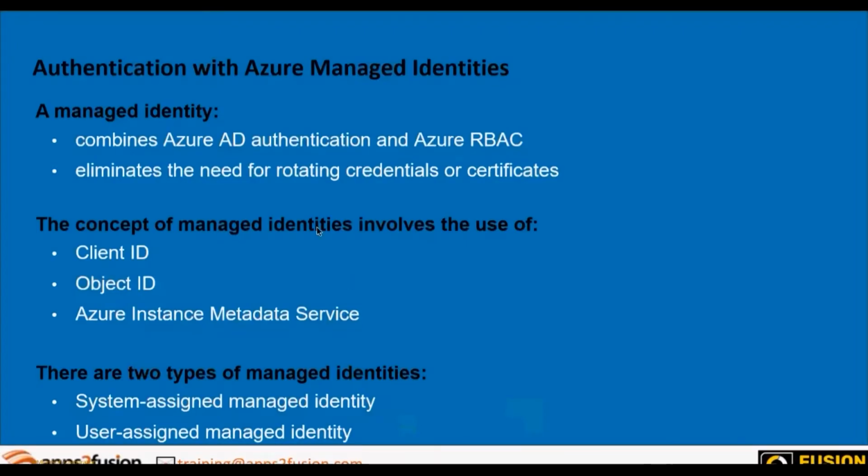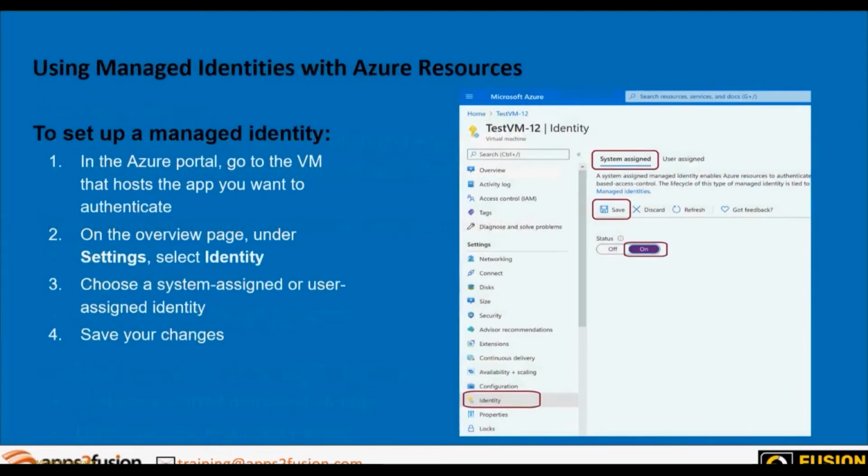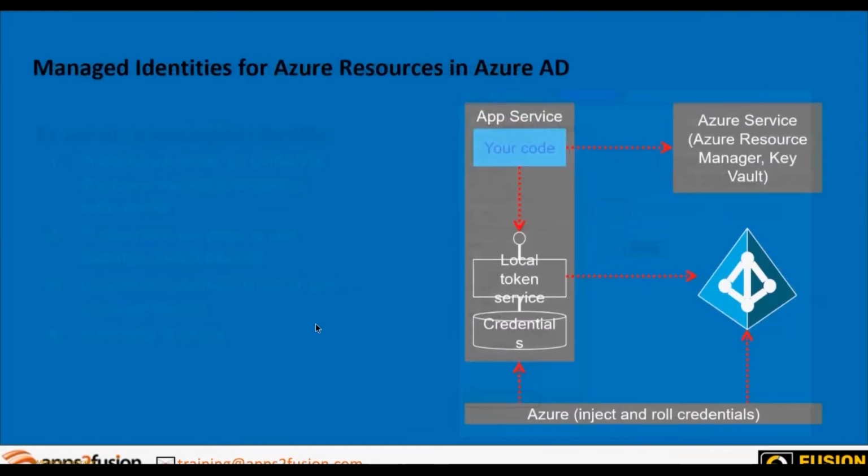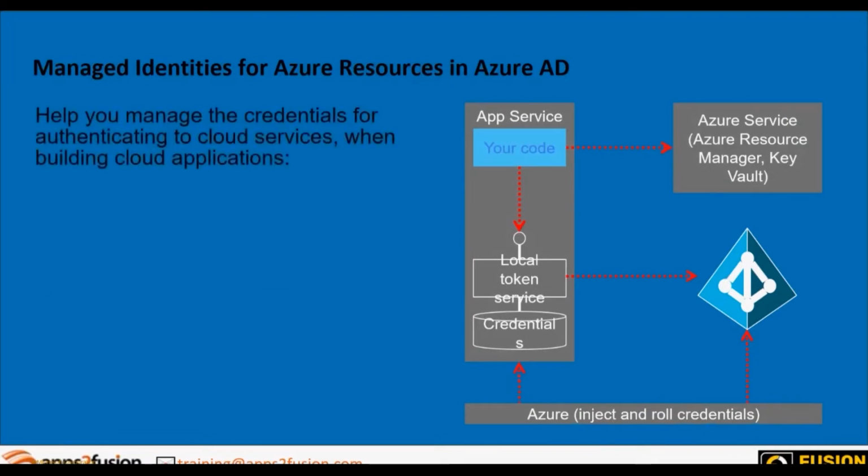If we are using a managed identity, it is just like this kind of authentication mechanism, which eliminates the need for credentials or certificates, and is more secure. We will create a mechanism to handle the authentication. The concept of managed identity involves the use of client ID, object ID, and instance metadata. There are two types of identities, as I told you: system identity and user identity. What is the meaning of system identity and user identity? First, let's understand that, then we'll go to how to create it.